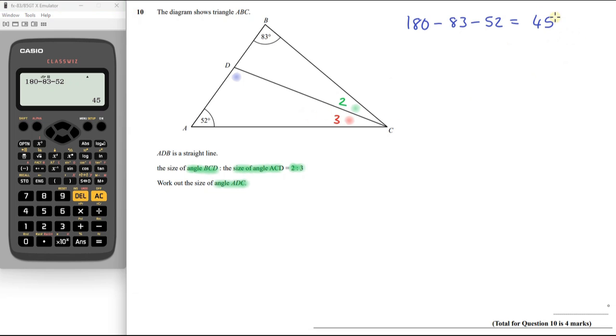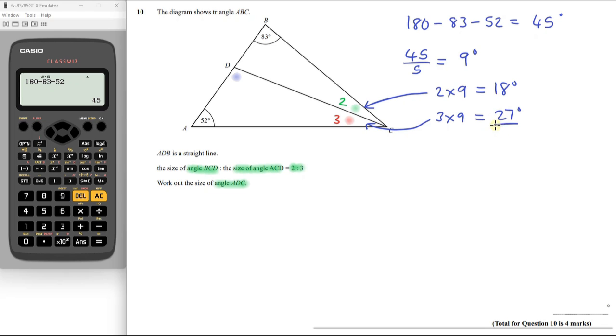45 degrees. So this big angle is 45 degrees, but we know what each of these angles are because we know the ratios. So this will be 2/5 of 45 degrees, and this will be 3/5 of 45 degrees. So we could do 45 divided by 5 because there's 5 parts, and that gives us 9 degrees. So this angle will be 2 times 9, and this angle will be 3 times 9. So 2 times 9 is 18, and 3 times 9 is 27.